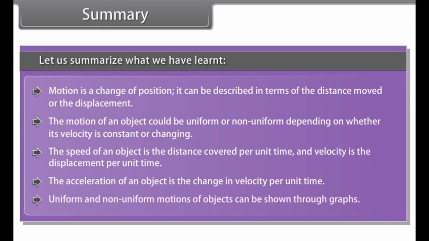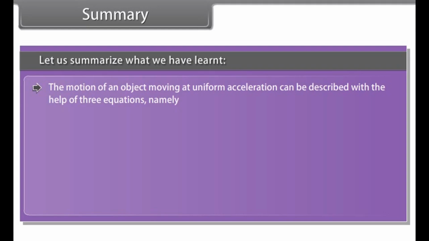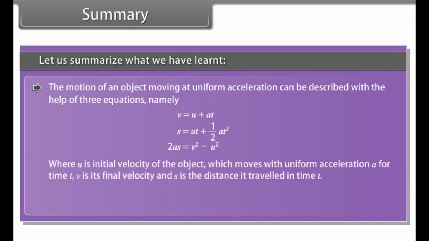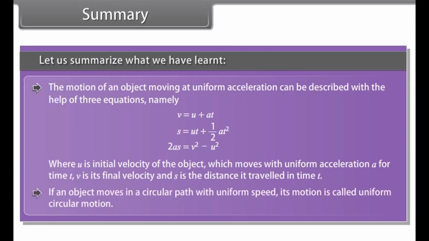Uniform and non-uniform motions of objects can be shown through graphs. The motion of an object moving at uniform acceleration can be described with the help of 3 equations, namely v is equal to u plus at, s is equal to ut plus 1 upon 2 at square, 2as is equal to v square minus u square, where u is initial velocity of the object, which moves with uniform acceleration a for time t. v is its final velocity and s is the distance it traveled in time t. If an object moves in a circular path with uniform speed, its motion is called uniform circular motion.